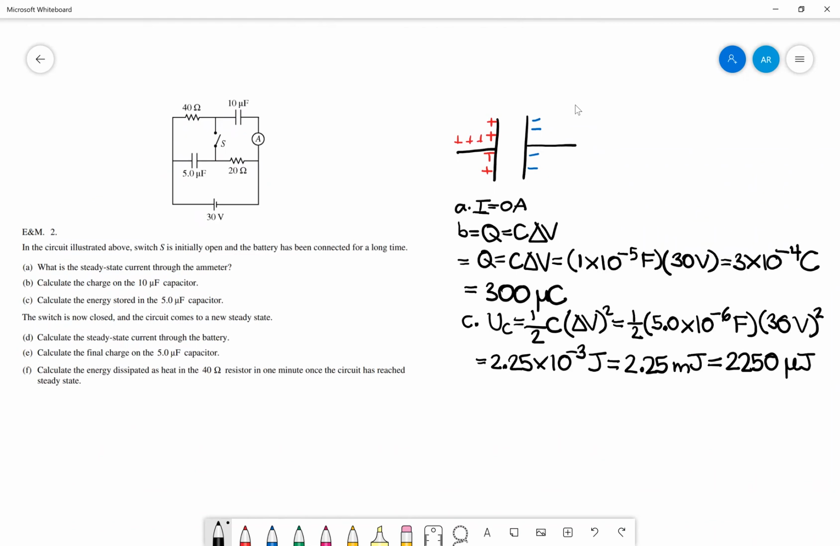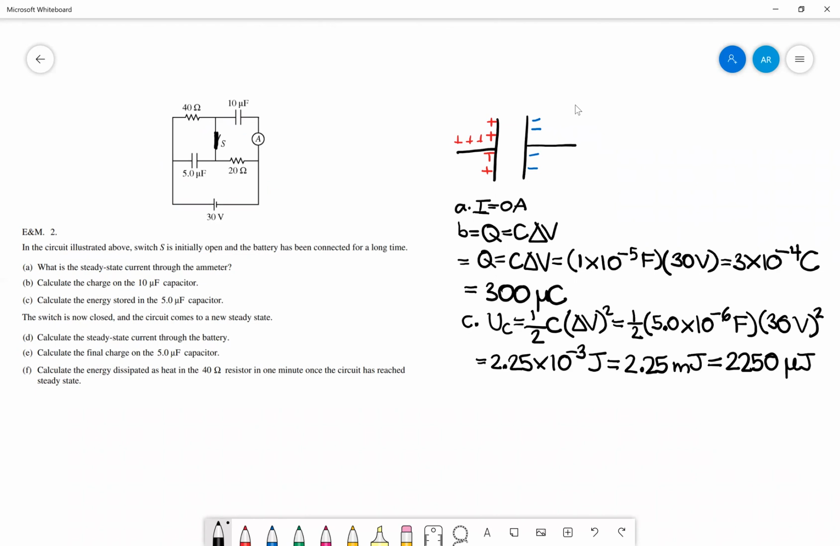So the switch is now closed and the circuit comes to a new steady state. Okay, so this switch, which was open before, is now closed. Okay, closed. So now that section of the wire is complete.